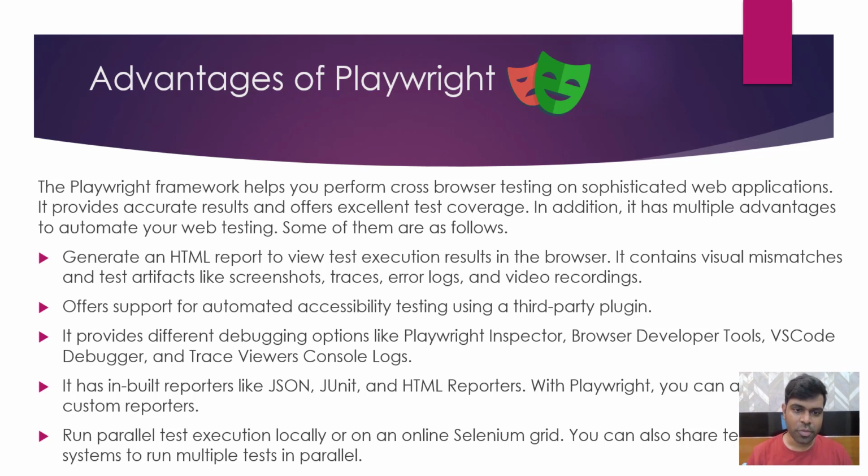Offers support for automated accessibility testing using a third-party plugin. It provides different debugging options like Playwright Inspector, Browser Developer Tools, VS Code Debugger, and Trace Viewer's console logs. It has inbuilt reporters like JSON, JUnit, and HTML reporters. With Playwright, you can also create custom reporters like Allure Report, and run parallel test execution locally or on an online Selenium grid. You can also share tests between systems to run multiple tests in parallel.